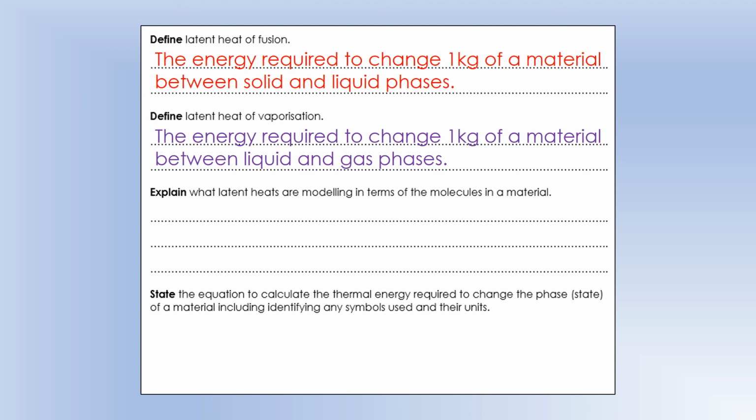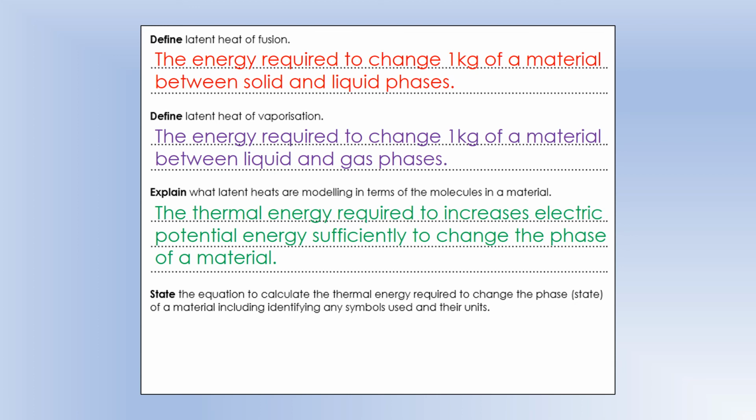So we're going to talk about what latent heat is there to model. So latent heat is there to allow us to link thermal energy to electric potential energy, because that's what's changing when we're changing phase. So essentially what the latent heat allows us to do is work out how much energy we have to give to a kilogram to make its electric potential energy big enough that we've got a phase change. And the equation that we use is Q equals mL. Q and m we've met before in terms of the symbols, but L is the only new one, which is the latent heat measured in joules per kilogram.